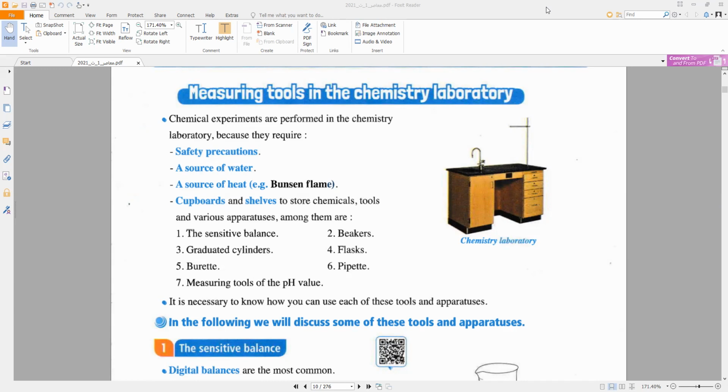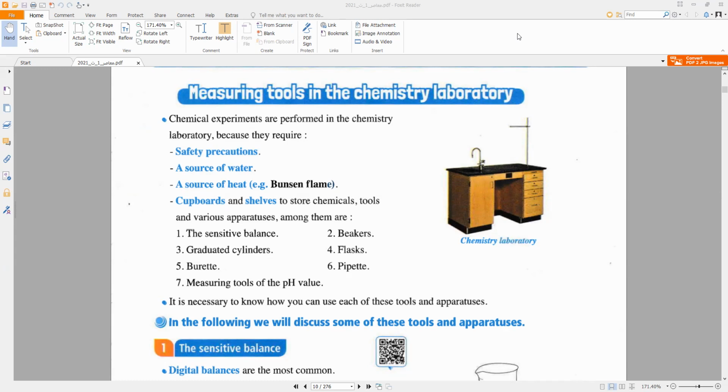Today we will speak about measuring tools in chemistry. In this lesson, we will learn the importance of tools in the chemistry lab and the uses of these tools. And first, why are chemical experiments performed in the lab?